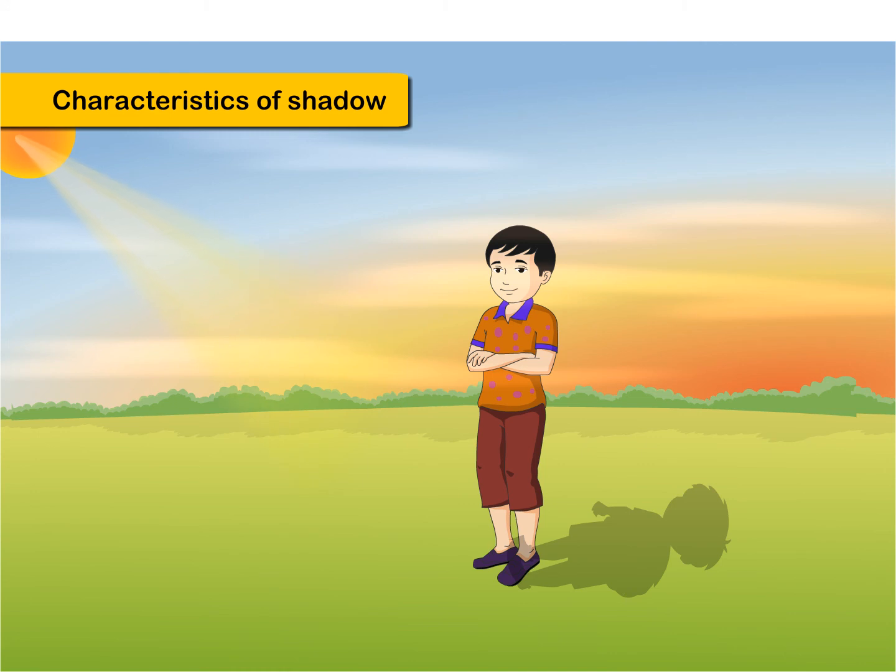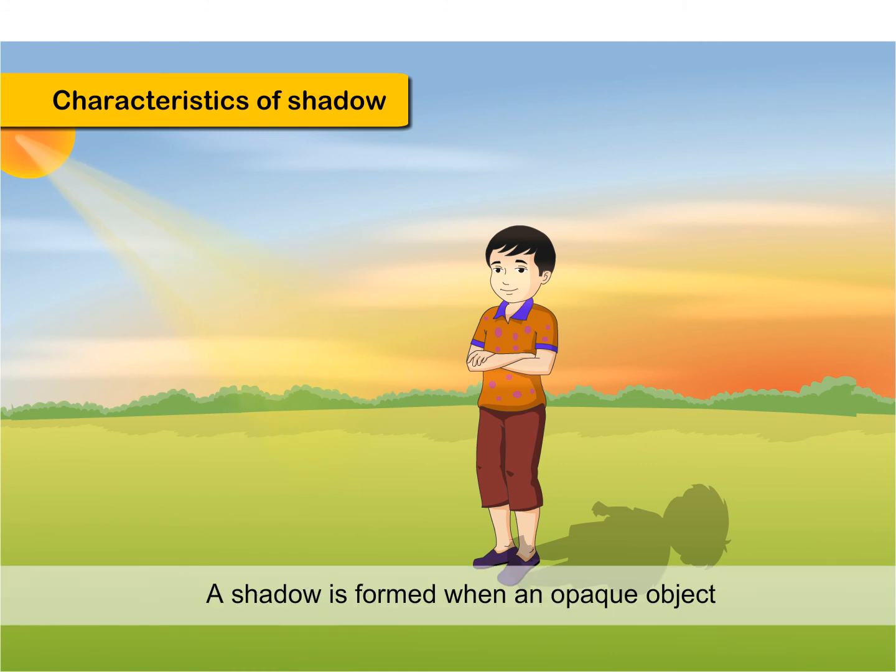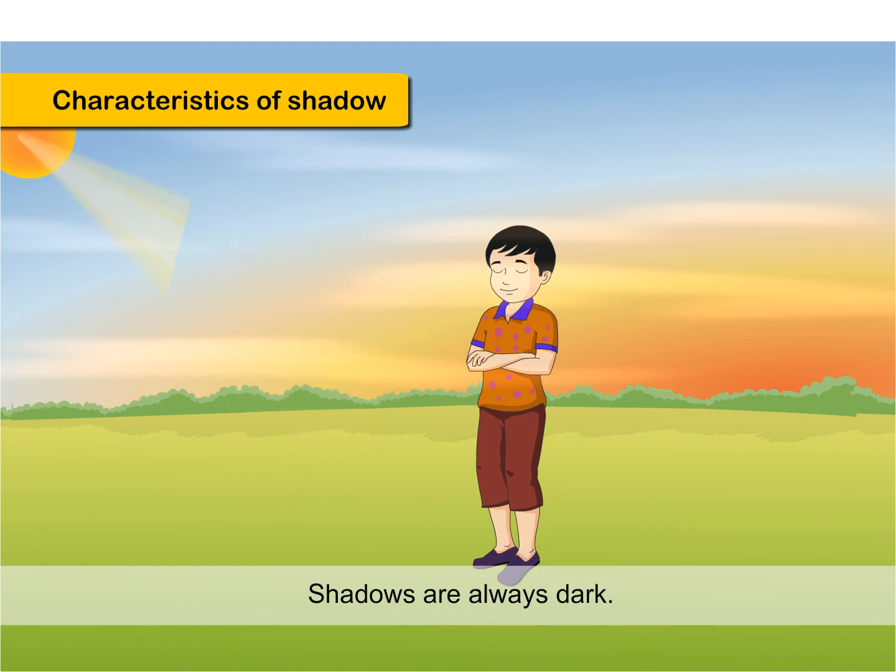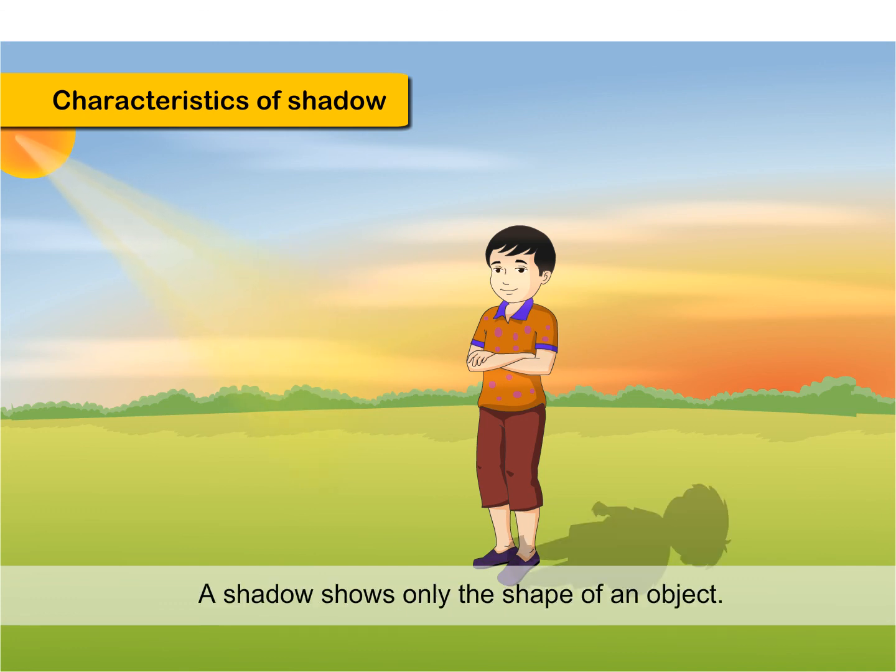Characteristics of shadow. A shadow is formed when an opaque object comes in the path of light. A shadow is always formed on the opposite side of the source of light. The shape and the length of the shadows change during the day. Shadows are always dark. A shadow shows only the shape of an object.